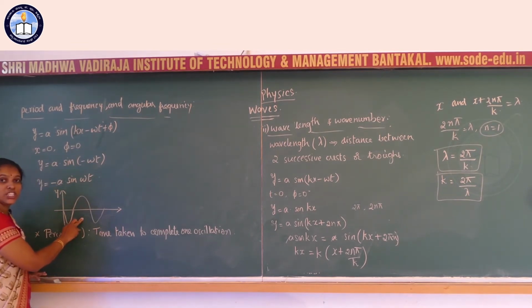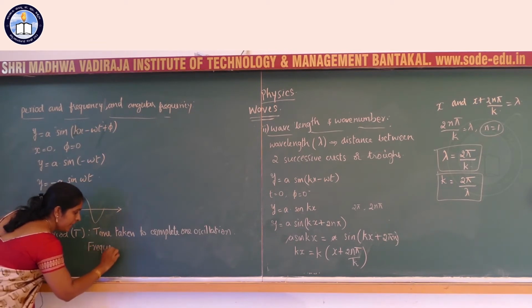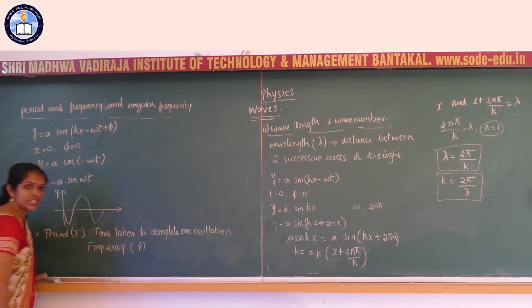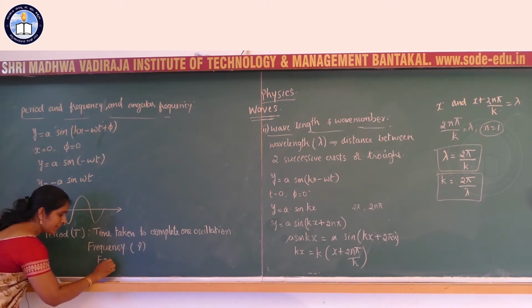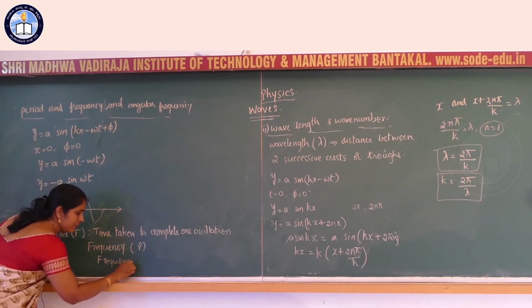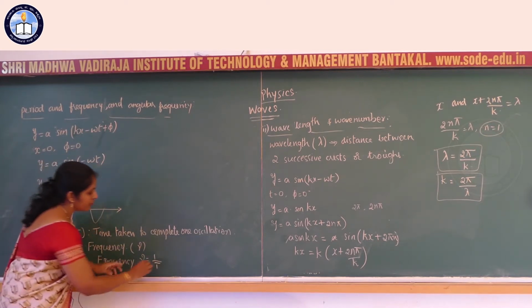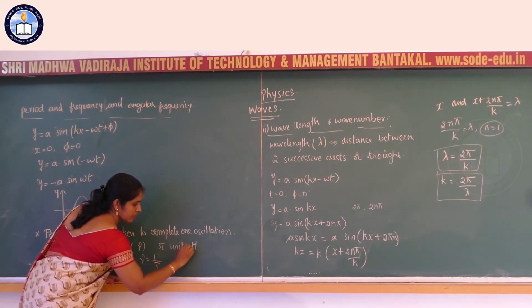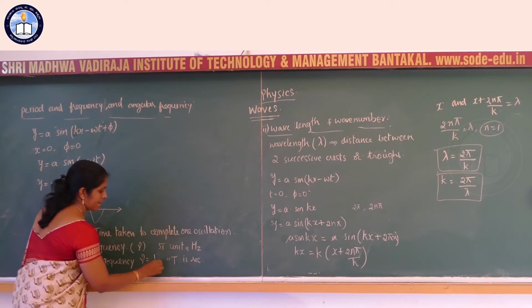The number of such oscillations completed in 1 second is called frequency. Period and frequency are related by a relation. We use the symbol nu for frequency. Frequency nu is equal to 1 by T. We have studied this in the previous chapter. The SI unit of frequency is hertz and the SI unit of period is second.